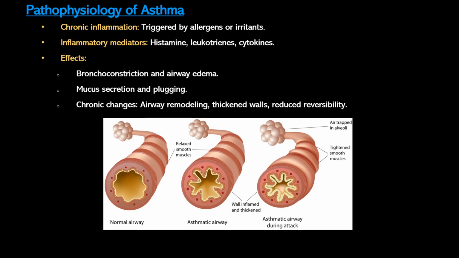The pathophysiology of asthma revolves around chronic airway inflammation triggered by allergens or respiratory irritants. Immune cells release inflammatory mediators like histamine, leukotrienes, and cytokines, leading to bronchoconstriction, increased mucus secretion, and airway edema. Over time, persistent inflammation can lead to airway remodeling, characterized by thickened airway walls and increased smooth muscle mass. These changes reduce the reversibility of airflow obstruction, particularly in poorly managed asthma.